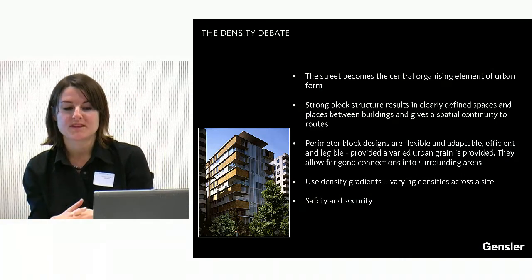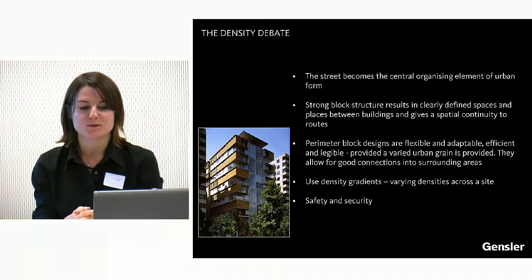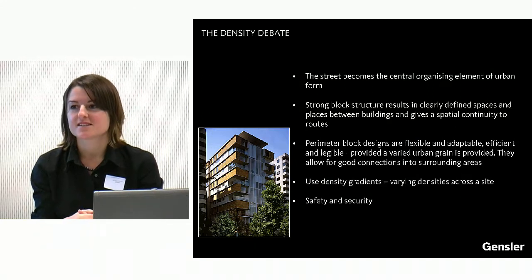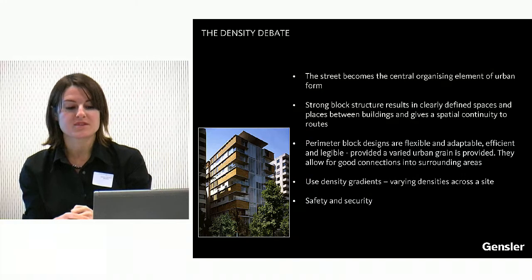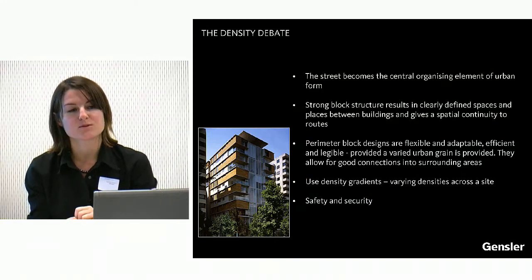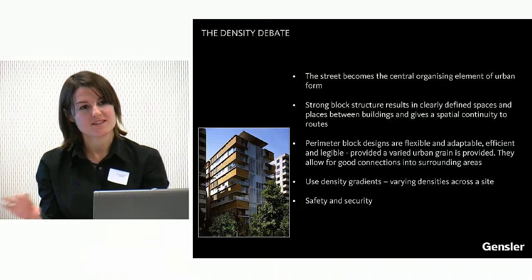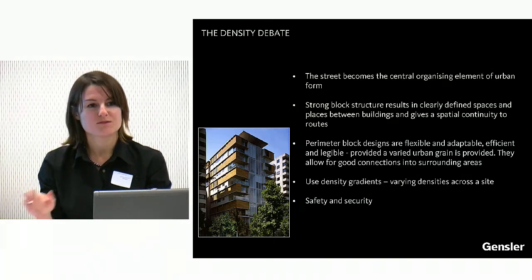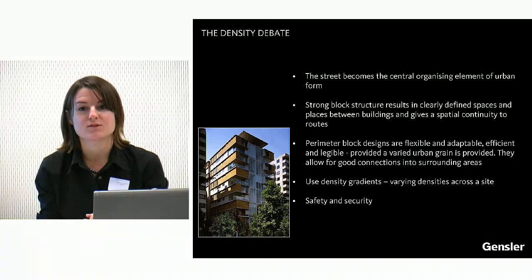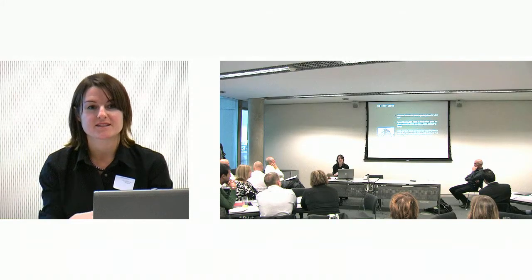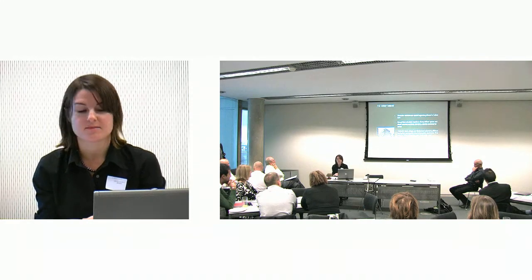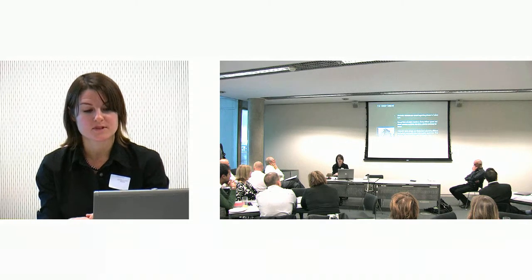Perimeter blocks, of course, being the most flexible and adaptable, and they provide quite a consistent, easily legible urban grain. As I said before, using density gradients is critical, and this can start to work on larger sites. You can then reduce the density of the development as you come towards the edges of the site in order to try and allay existing residents' concerns about the higher density development.